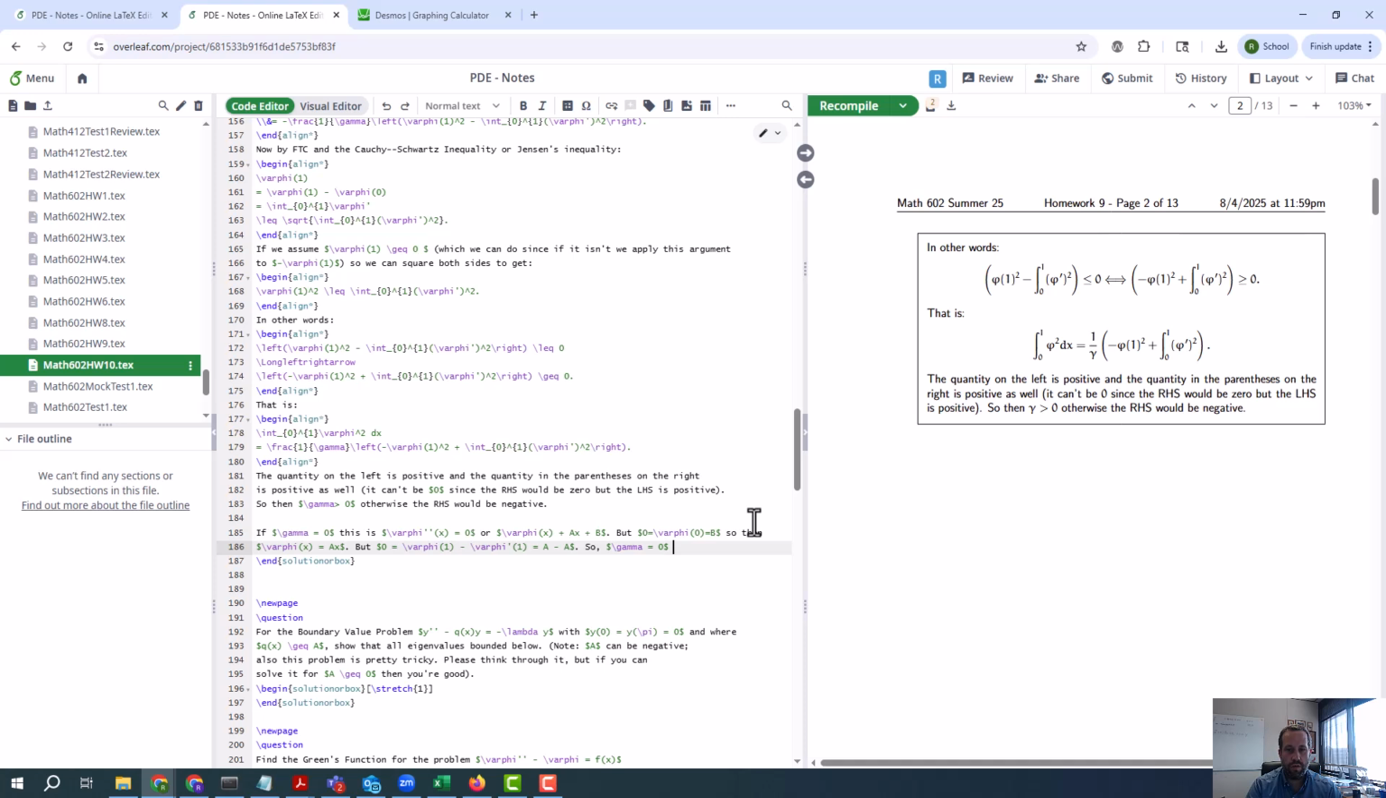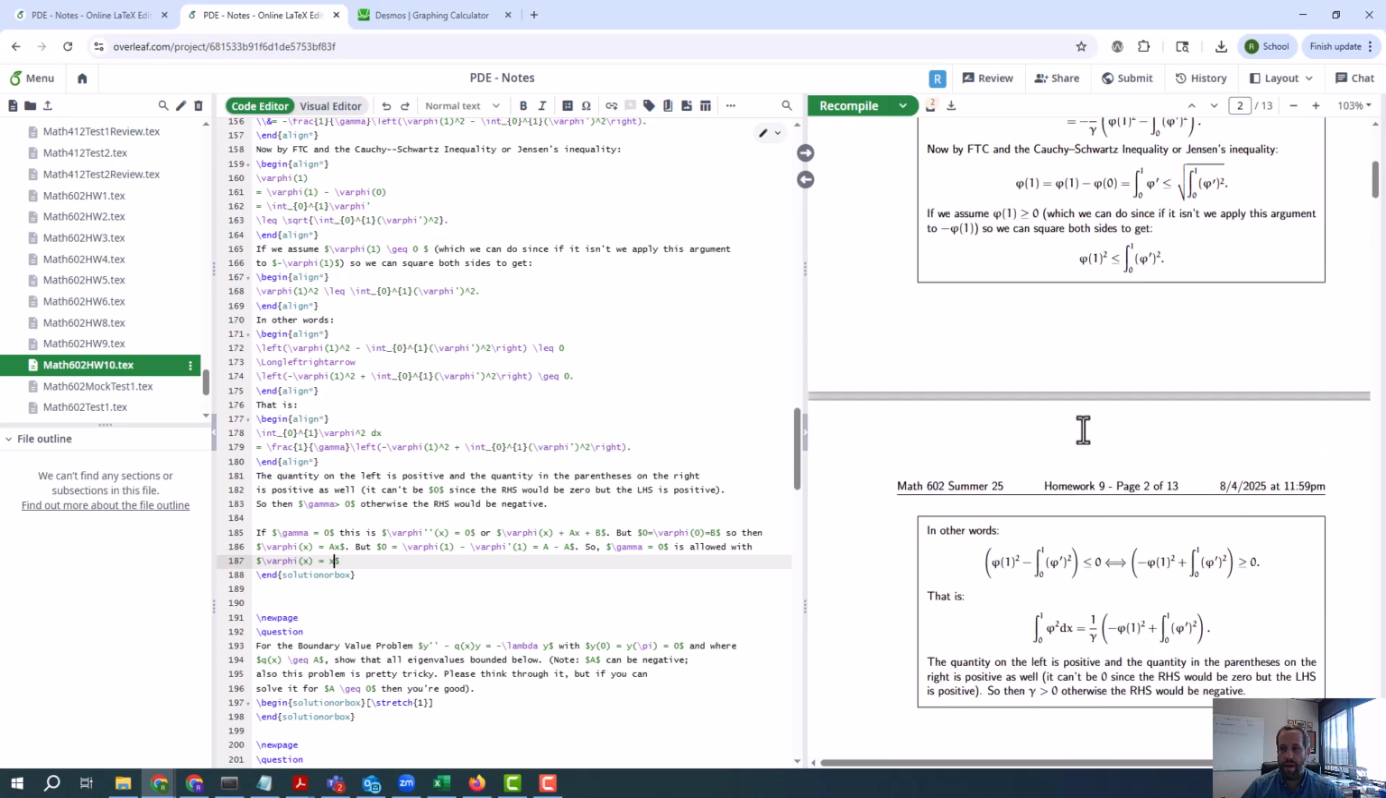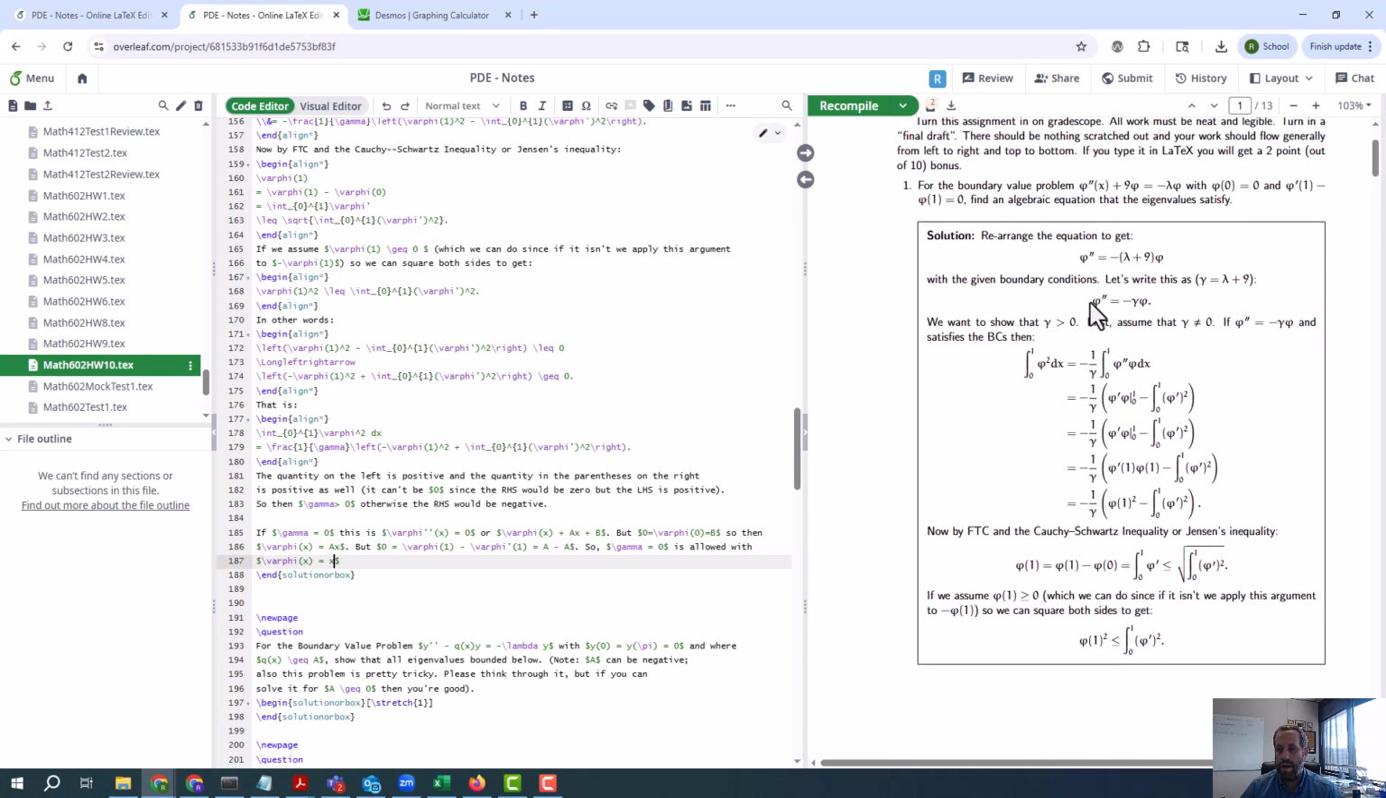Okay, so gamma equals 0 is allowed with phi of x equals x. And when we think about that, if you come back up to the equation, phi double prime is equal to 0, phi of 0 is equal to 0, and phi prime of x is equal to 1, and so phi prime, which is 1, minus phi of 1, which is 1, is equal to 0.